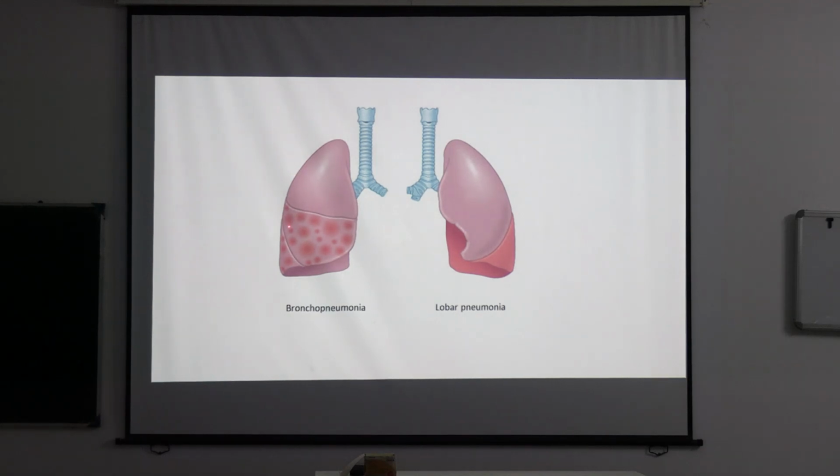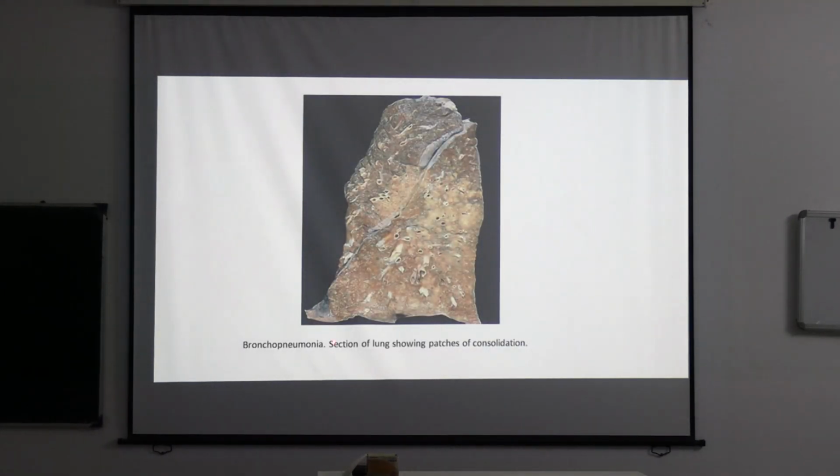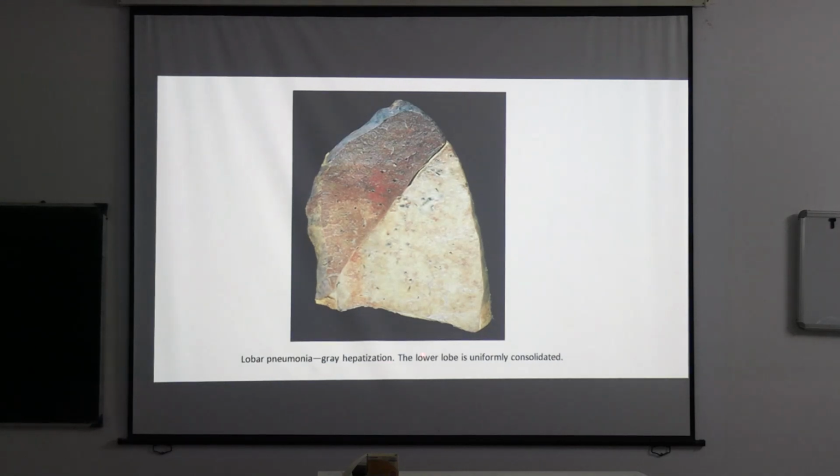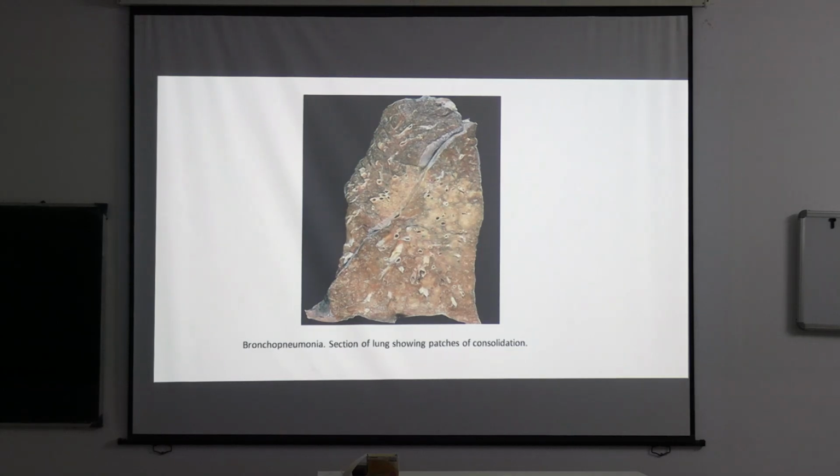This is bronchopneumonia and this is lobar pneumonia. A lobe is involved. This is bronchopneumonia, the lobular pneumonia. Patches of consolidation, these areas are consolidation. So consolidation means solidification. This is lobar pneumonia, gray hepatization, the lower lobe is consolidated. This is the area of consolidation. So this is lobar and this is lobular.